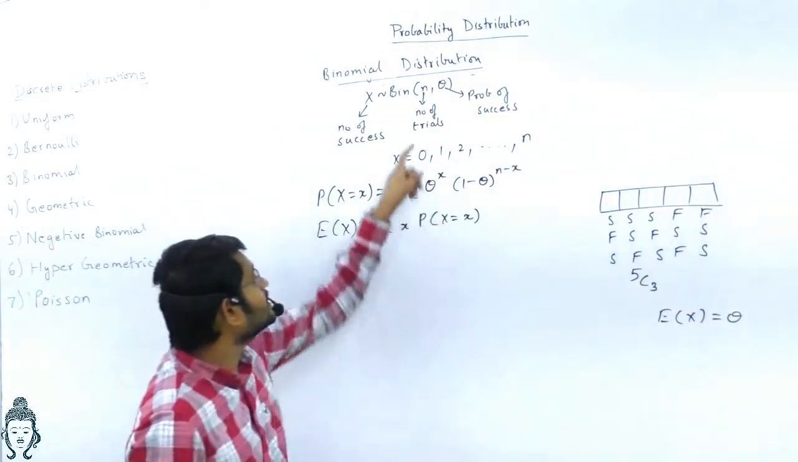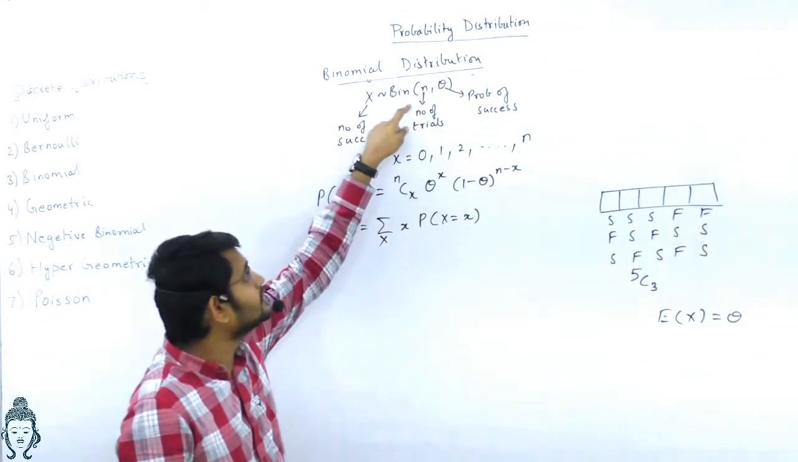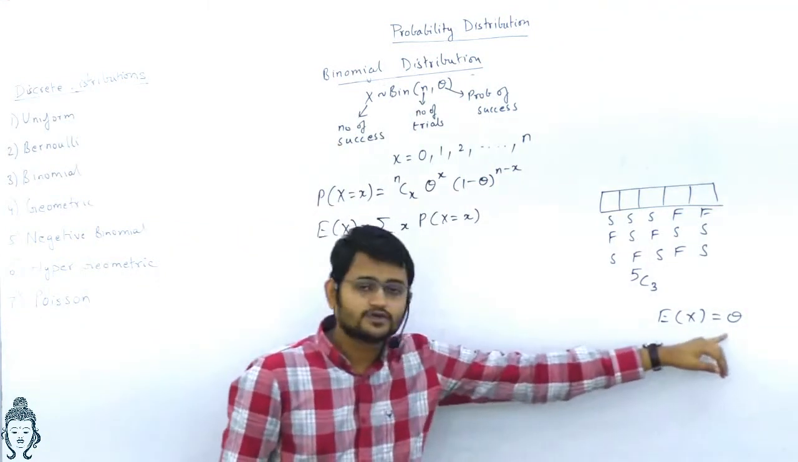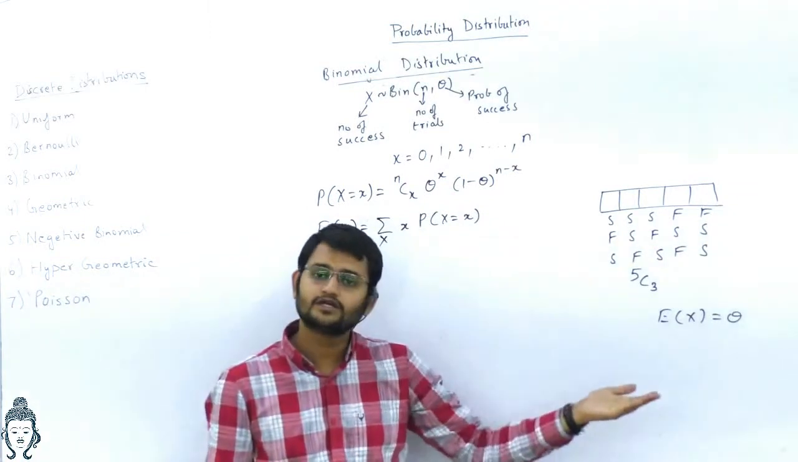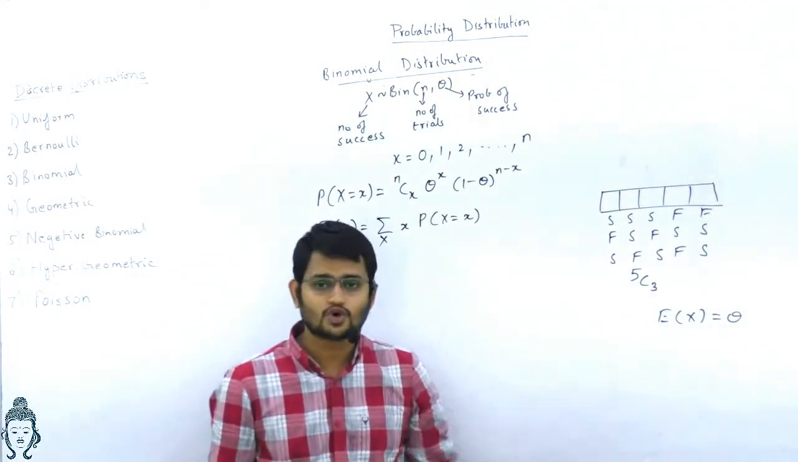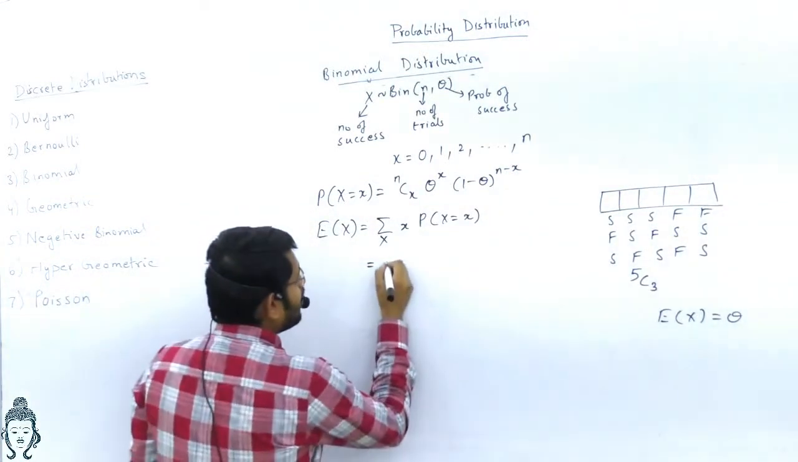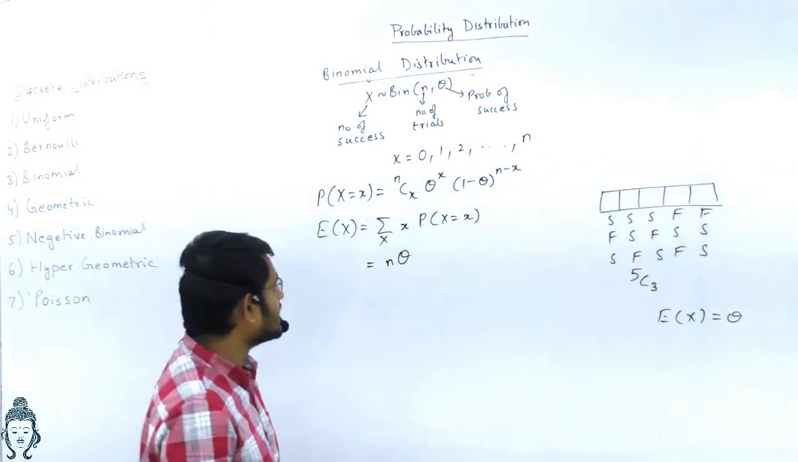Here we are doing n number of Bernoulli trials. So for one, the expected value was theta. For the second, the expected value will be theta. For the third, the expected value will be theta, and so on. So if we are doing n trials, the expected value of n Bernoulli trials should be n theta.